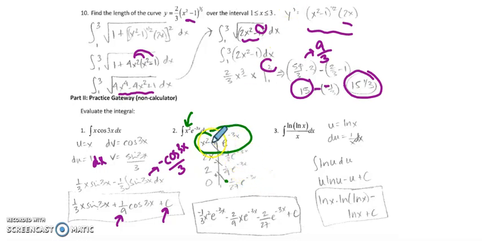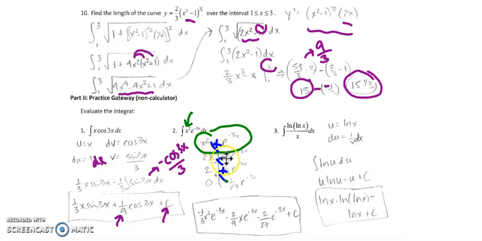Then I have to do my diagonal multiplication here. So I have x squared times negative 1/3 e to the negative 3x. I have 2x times 1/9 e to the negative 3x. And I have 2 times negative 1/27 e to the negative 3x. Then I have to sign each of those positive, negative, positive.